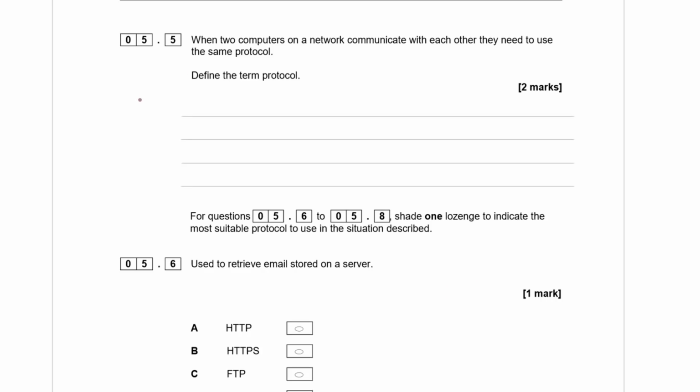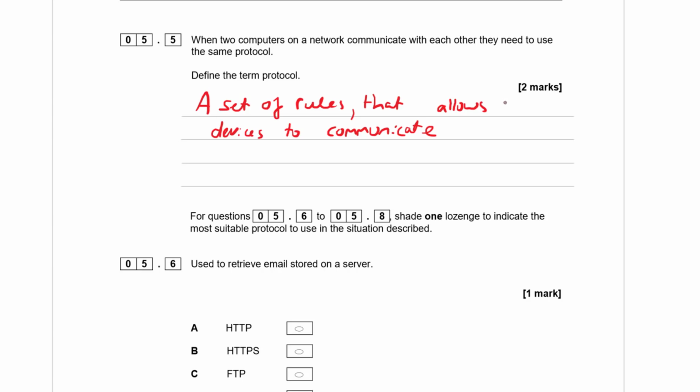For part 5, we have a very standard question. We have to define what is meant by a protocol. So if two computers on a network communicate with each other, they need to use the same protocol. So that's really giving us what the definition is. 2 marks, so 2 parts to this definition. A protocol is a set of rules that allows devices to communicate. Or we could say 2 devices to communicate, but this is a very standard definition.